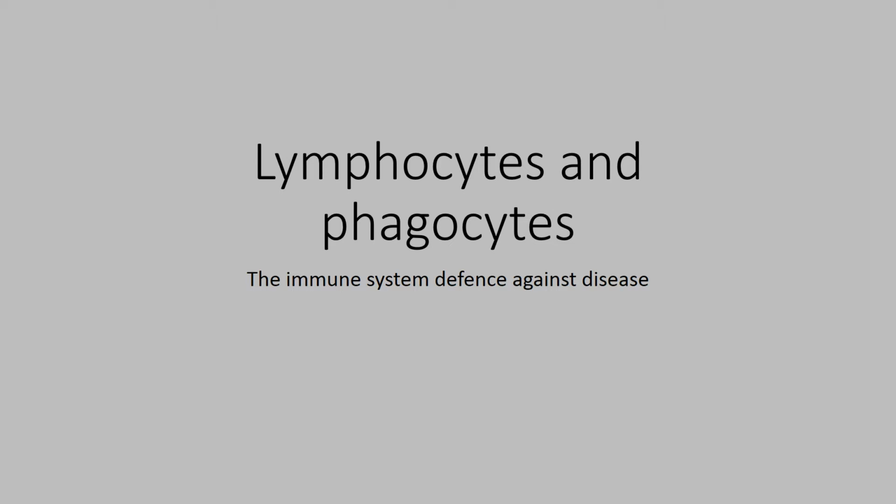This is for WJEC, GCSE Biology, section 3.2 as part of the Human Health and Disease section. Lymphocytes and phagocytes. I want to talk to you about how these two cells are used in the immune system to defend ourselves against disease-causing microorganisms.